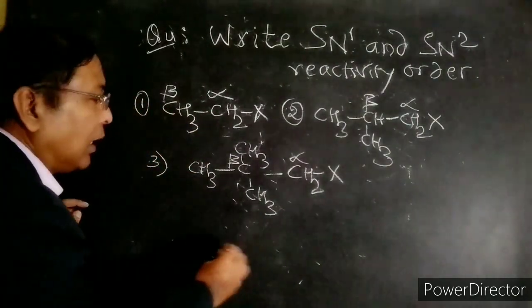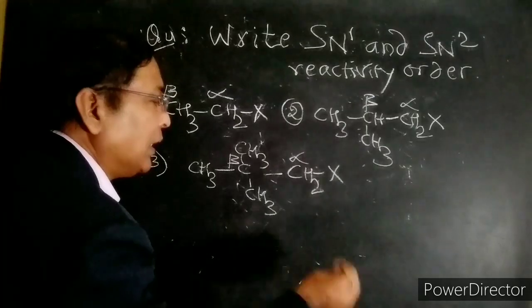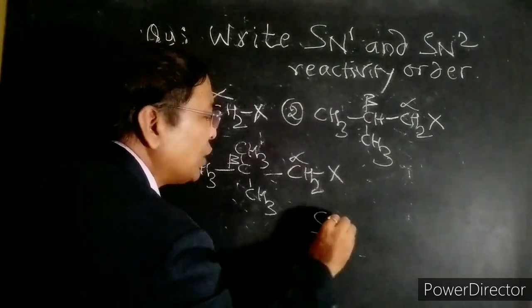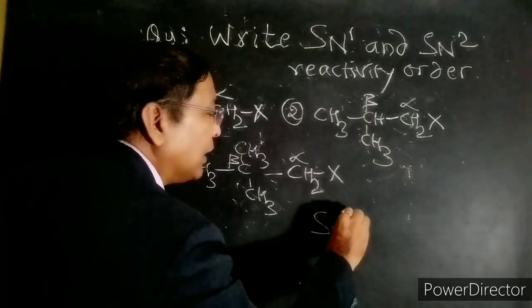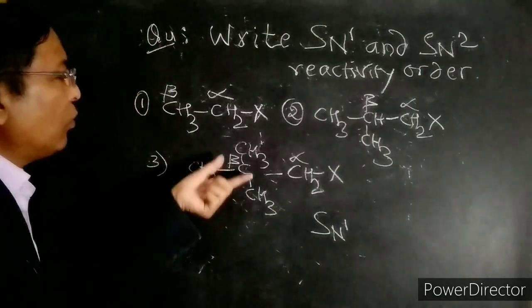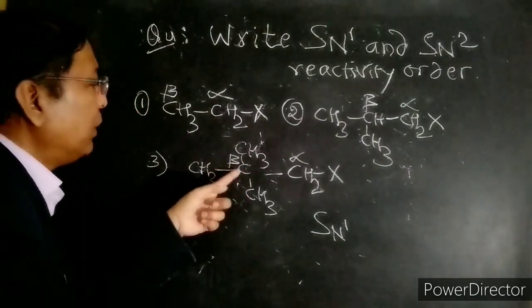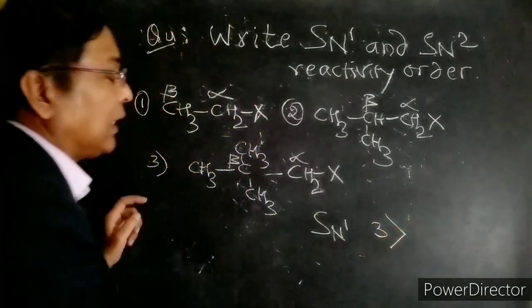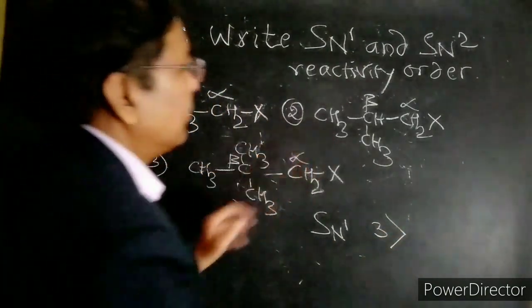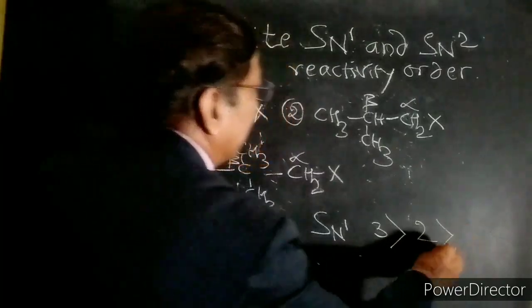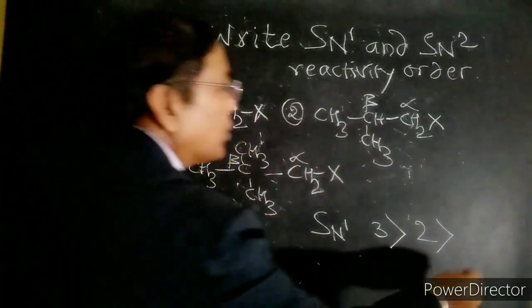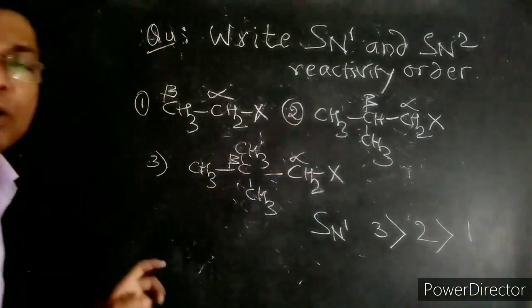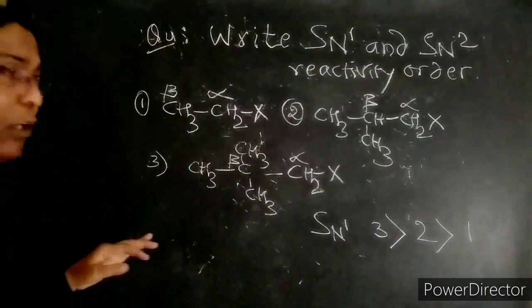Therefore, the SN1 reactivity order increases as the branching on the beta carbon atom increases. Therefore, here more branches are there on the beta carbon atom. Therefore, it undergoes SN1 reaction rapidly, then the second molecule, and here no branching. Therefore, this is the order of SN1 reactivity.